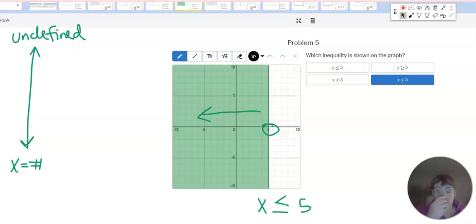So this is the inequality x less than or equal to 5. Beautiful. And I'm going to hit clear.